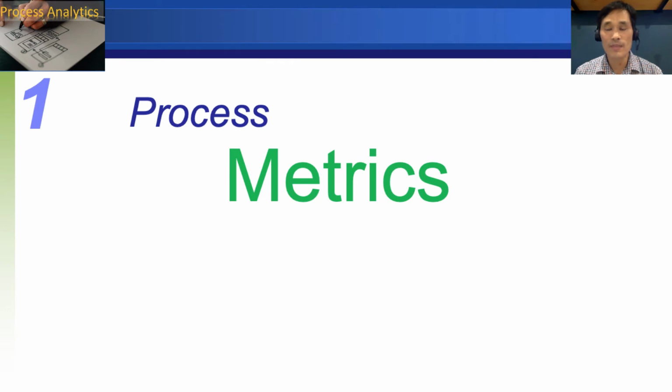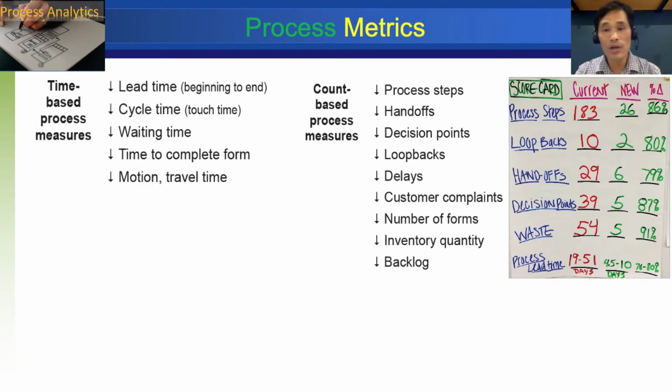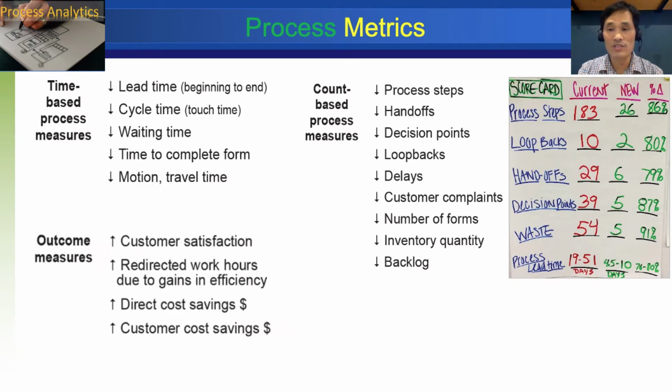The first topic of this module is process metrics. Under this topic, we will overview three main process metrics: time, count, and outcome-based measures. There are a plethora of process metrics. Three types of the metrics are time-based, count-based, and outcome-based measures.